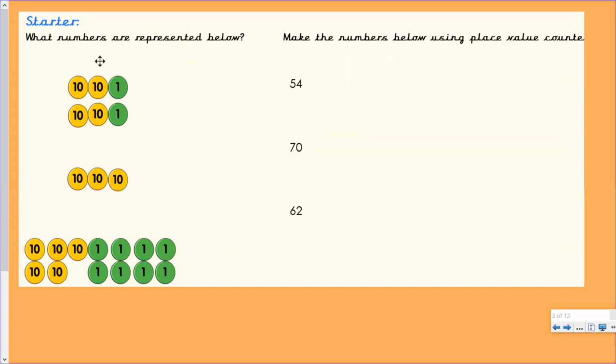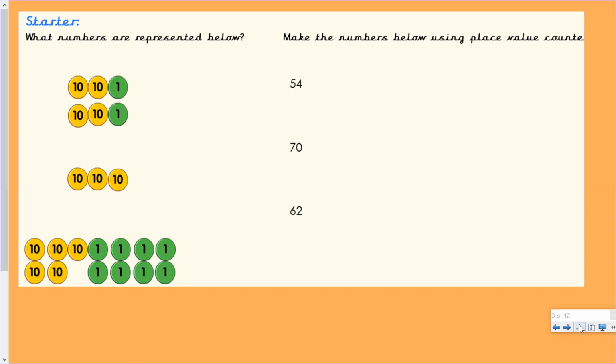Okay. Your second question, what numbers are represented below? Make the numbers below using place value counters. So let's have a look at the first section together. Pause the video and have a think about which numbers are represented below using these place value counters. If it helps you, you can note it down on your piece of paper. So you're just doing this section for now.